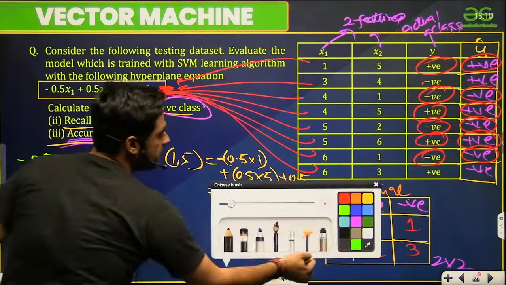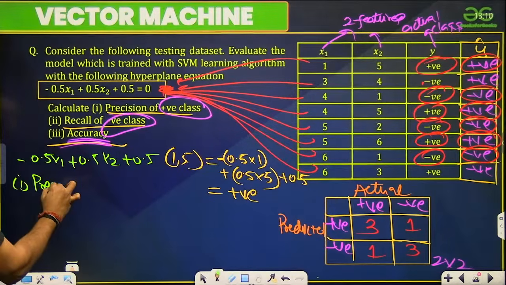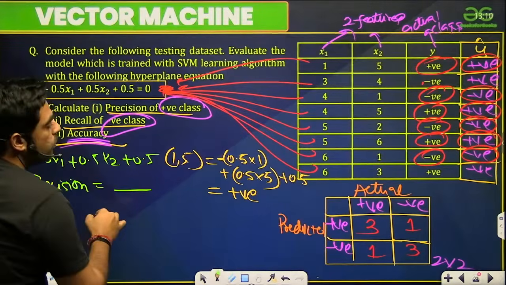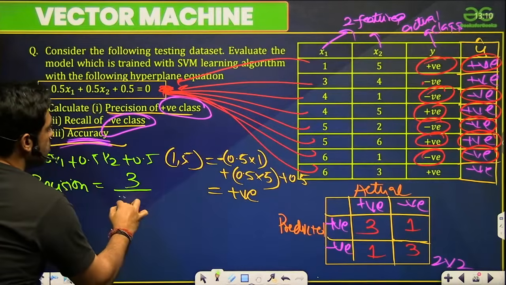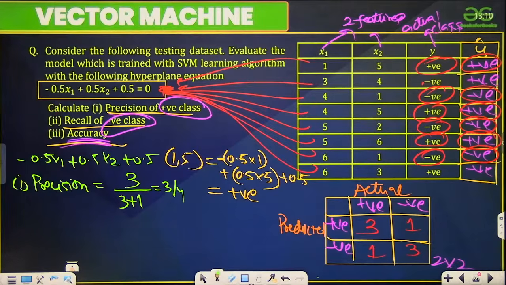Now we need to find the precision of the positive class. So true positives upon the total predicted positive, that is 3 plus 1. So that means 3 by 4. 0.75 is the answer for precision of the positive class.